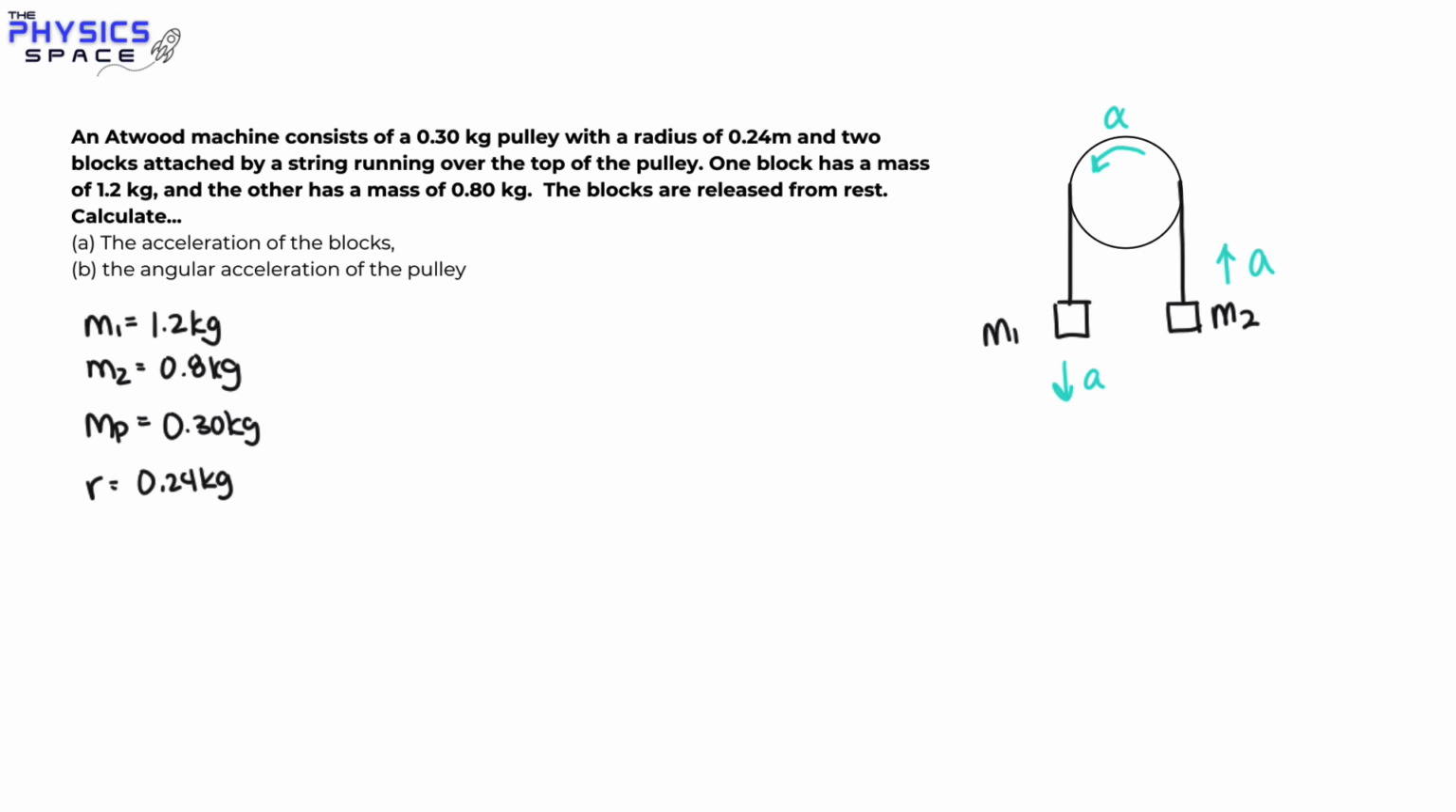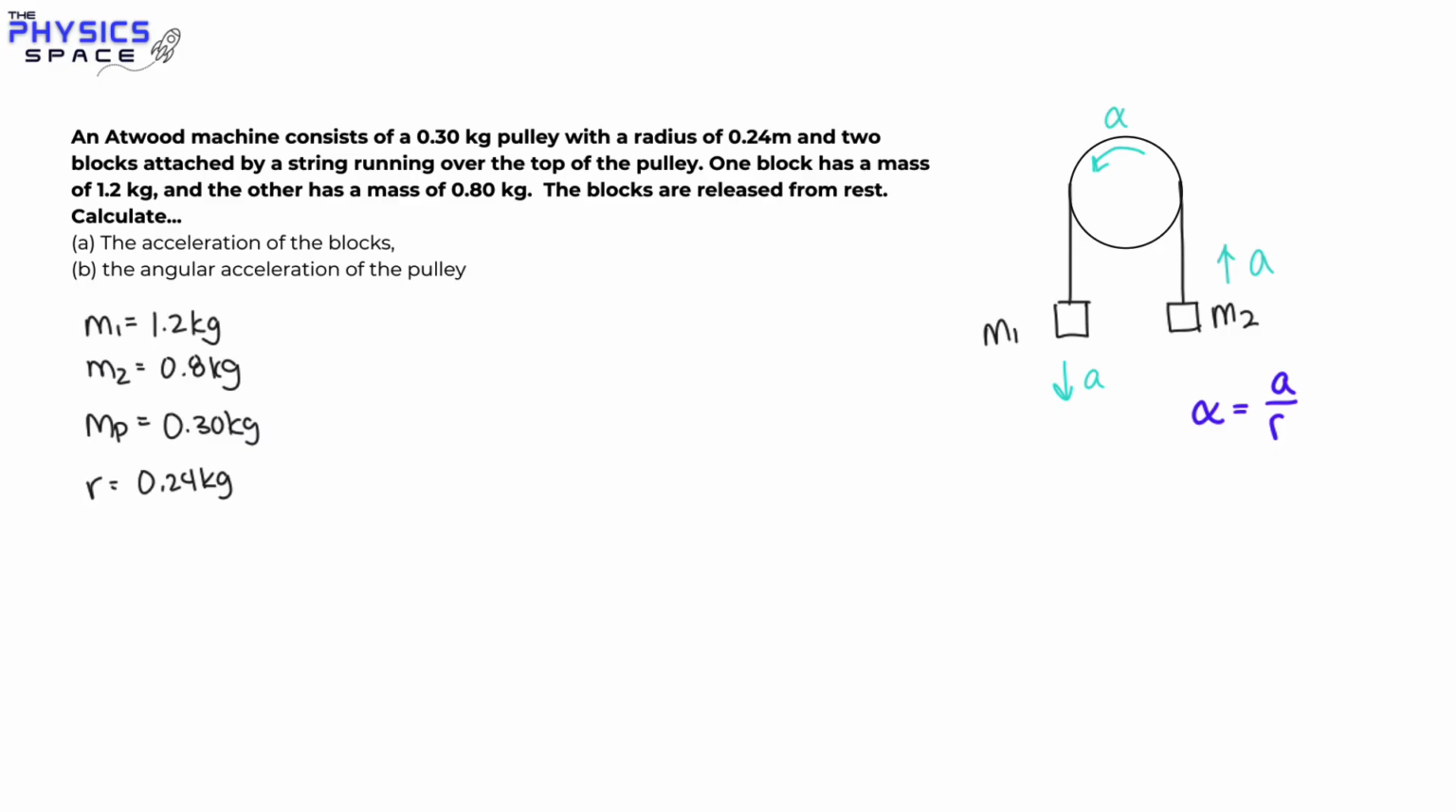So one thing to note about this kind of system, the masses have the same acceleration. So the acceleration here of mass 1 downward is the same in terms of magnitude as the acceleration of M2 upward. And this angular acceleration is related to those accelerations by this equation. So our angular acceleration would be the linear acceleration of the masses divided by r, the radius of the pulley. Okay, so we're going to use that in our equations here.